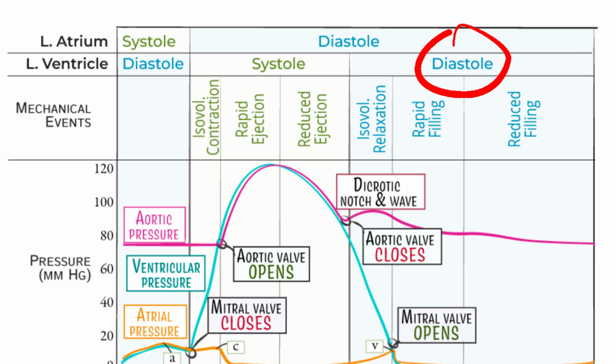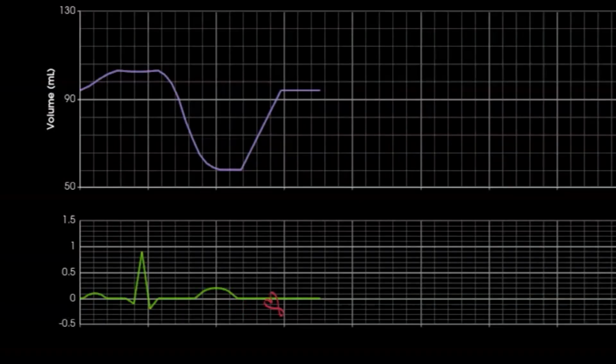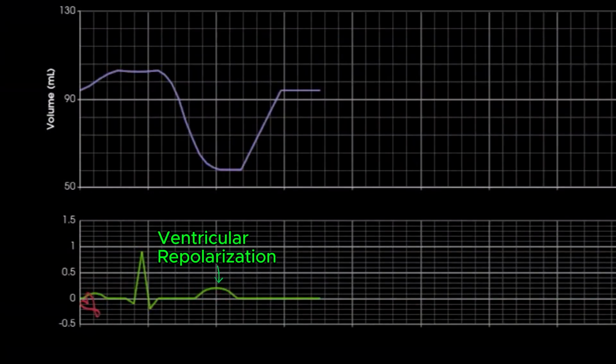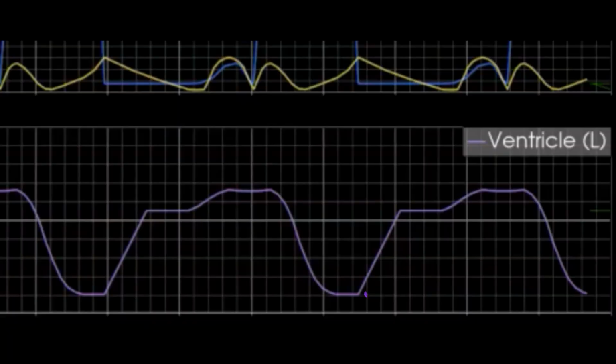During most of ventricular diastole, the atria will also be in diastole, which can be seen as the TP segment in the EKG, the period after ventricular repolarization and before another atrial depolarization. During this period, the AV valves will remain open and the ventricular volume will steadily increase.